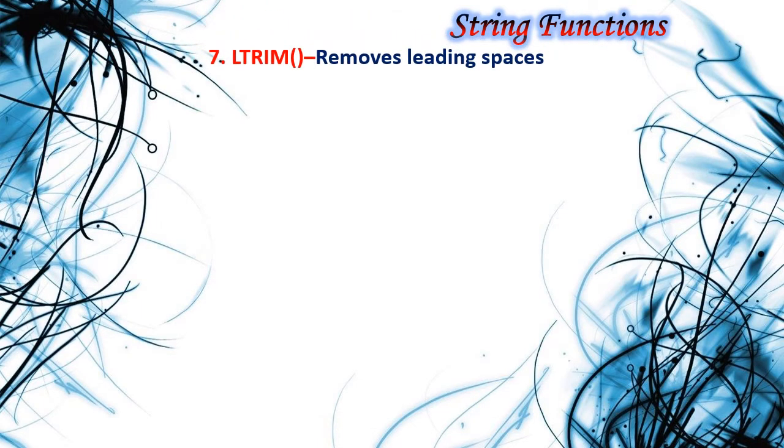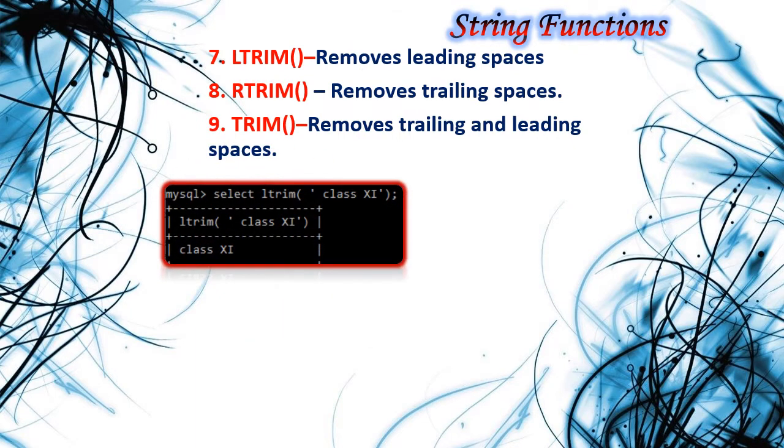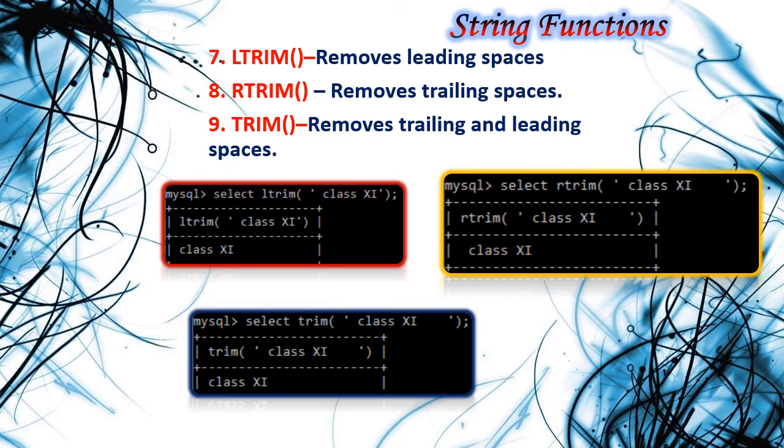And LTRIM means remove the spaces from the left side, RTRIM means remove the space from the right side of the string, and TRIM means remove the spaces on both sides. See, LTRIM: the left side space that is there before class is removed, and RTRIM: after class 11th, next here, this side space is removed. You can notice the output screen. TRIM means both side spaces are removed.